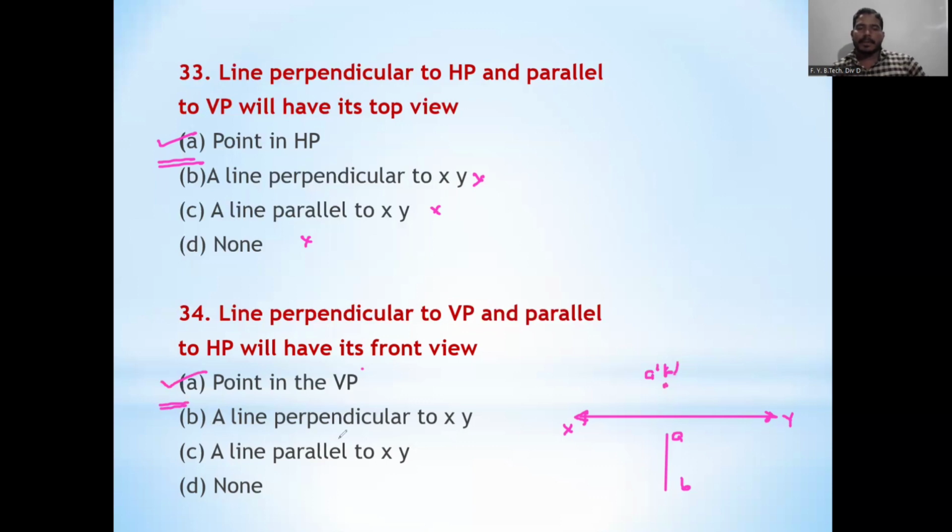Second option, line perpendicular to xy. It's not possible because for a line perpendicular to xy we get it in the top view. In the front view, what will we get? We'll get a point. Line parallel to xy is also not correct. So option A will be the correct one here. We'll see the next one now.